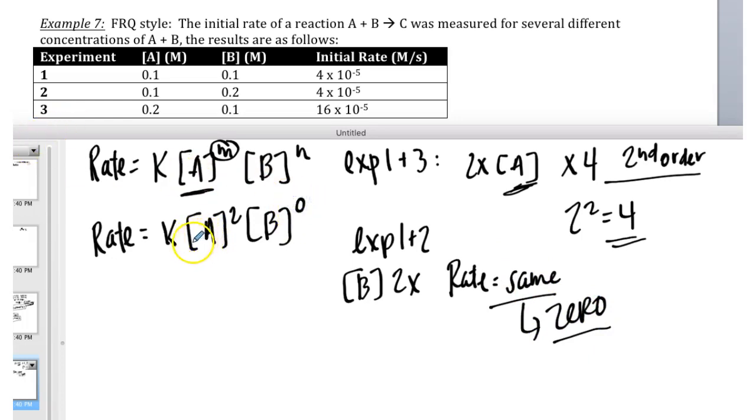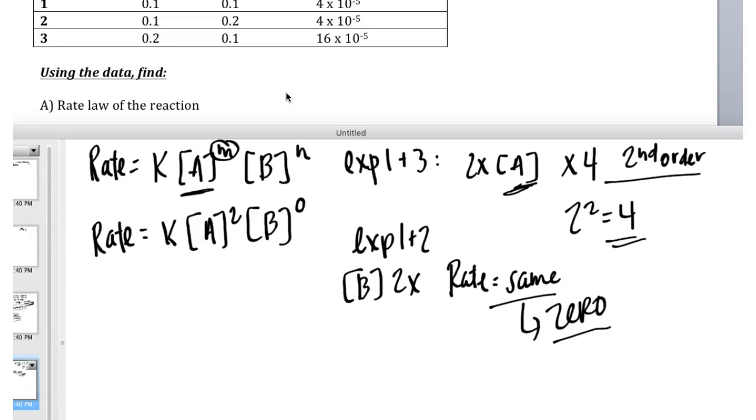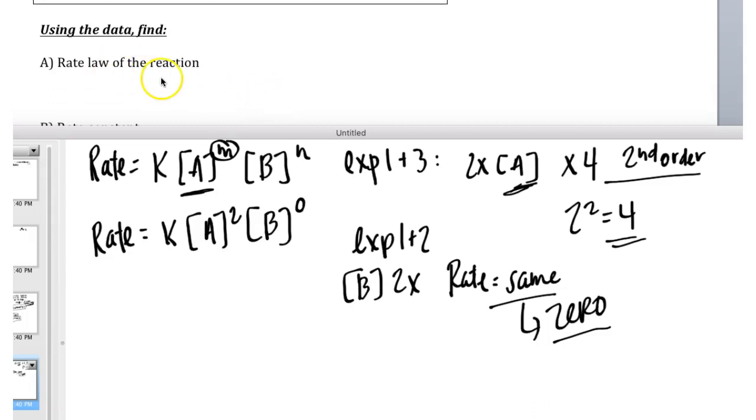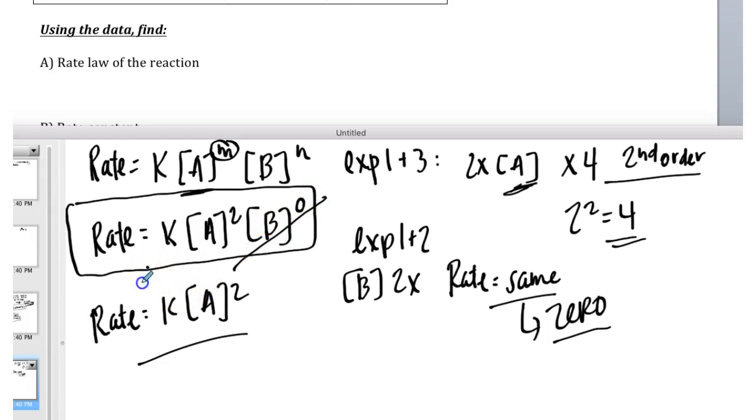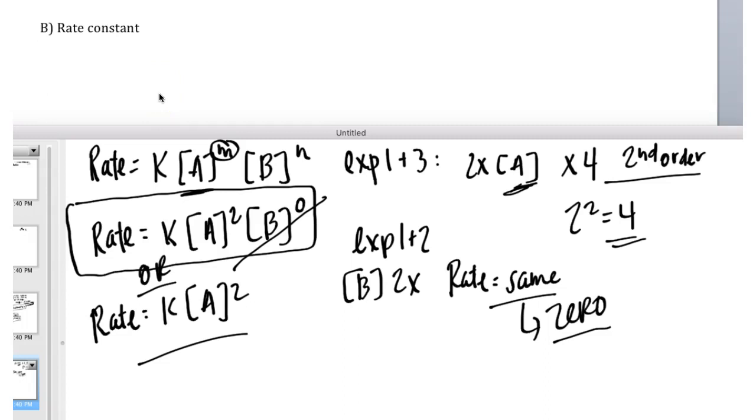So the question says, or actually you have to look at the questions. So according to the first question, it says, find the rate law, which is this. We just found the rate law. You could write this as your rate law, but you guys know that anything to the 0 power is just 1. So you could also just get rid of this. So the rate law, if it's a multiple choice question, you're going to look for this or this, B to the 0 power. It's the same thing. So any of these two would work for part A. So that's part A.